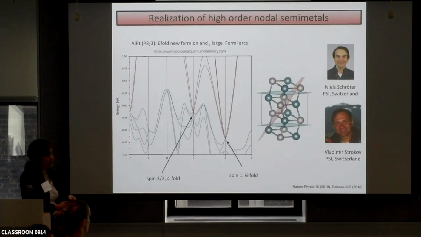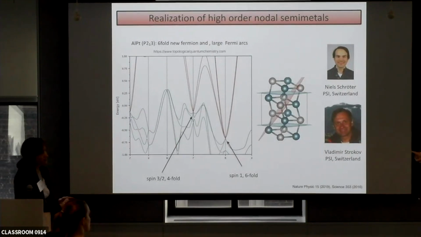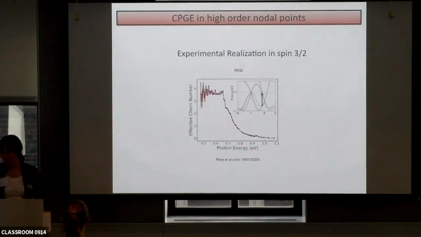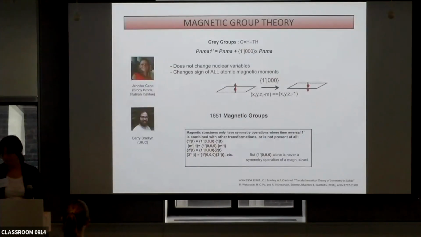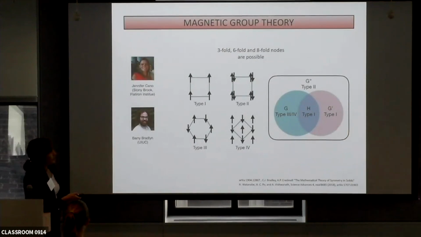Any other questions? Maybe I'll ask. So then in the magnetic groups, I didn't catch what the G prime H means in the magnetic group, be it type 1, type 2, type 4. What do these mean? G prime H is the unitary part of.